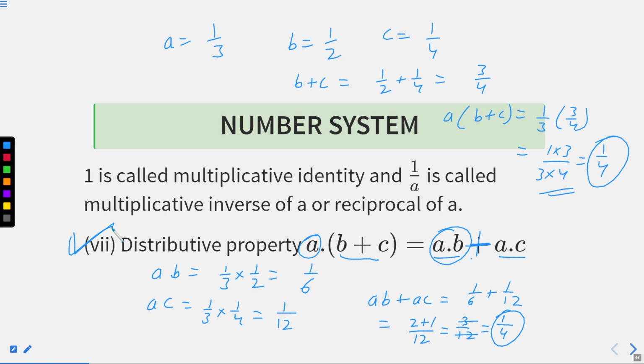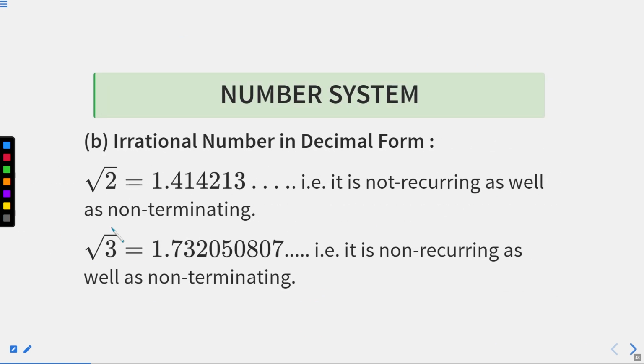Let's move to another. Now we talked about properties on rational numbers. Let's talk about them on irrational numbers.